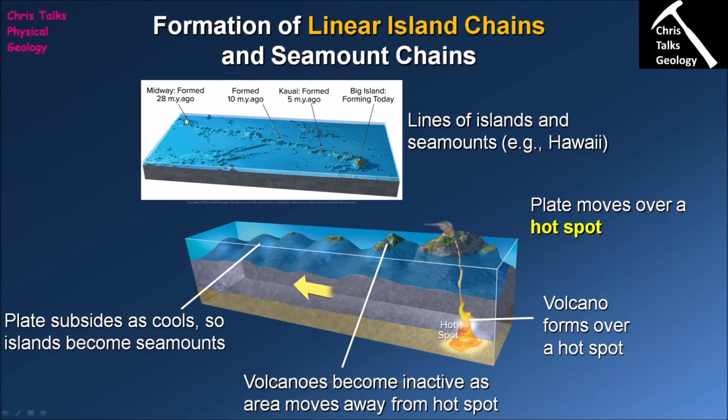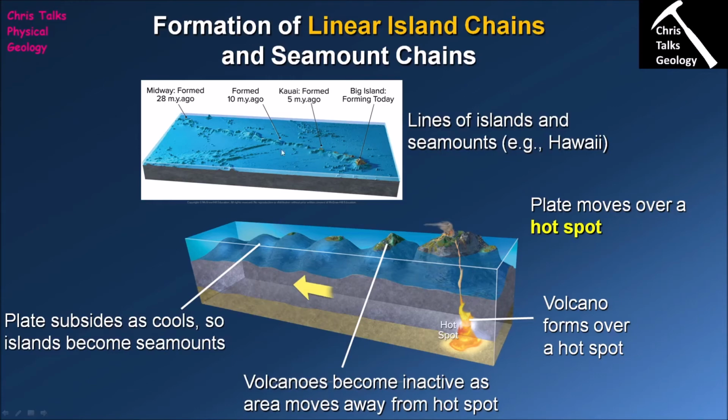And then all we need to do is get a sample of the rock from this seamount over here, date it in the lab, and then once again we have ourselves a distance, we have a time, and so distance over time gives us rate. And so we can also use linear island chains to see the rate at which the crust is moving, and this works for both continents and the ocean.